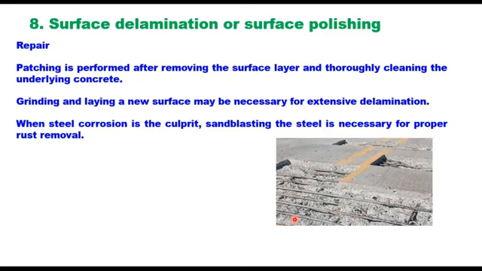The repair of surface delamination or surface polishing. The first is patching. Patching is performed after removing the surface layer and thoroughly cleaning the underlying concrete. Grinding and laying a new surface may be necessary for extensive delamination, and when steel corrosion is visible, then sandblasting the steel is necessary for proper rust removal.